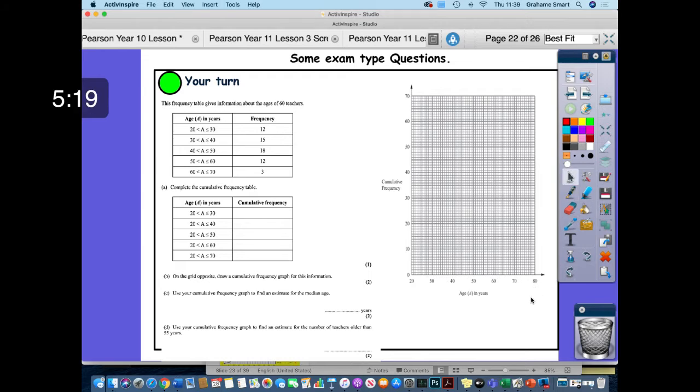Okay, I'm just going to fill in some of these answers as you go. Keep working. I'm just going to put them in. You can check to see if you're correct. The first thing I'd say is that it tells you in the question that there's 60 teachers here. So I'm expecting my answer to come out to be 60.